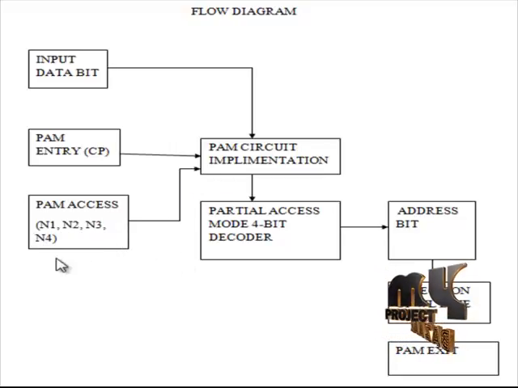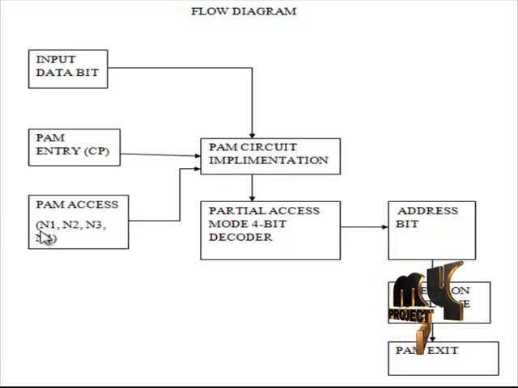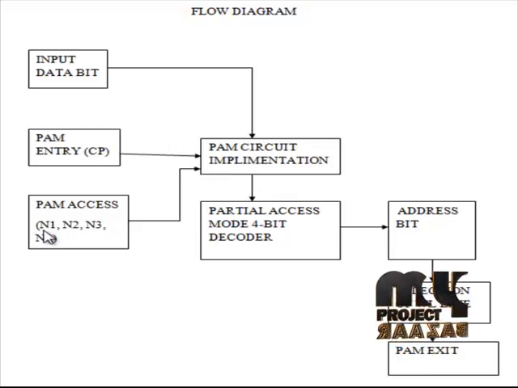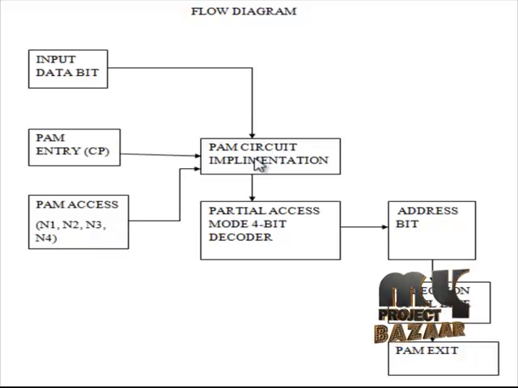The N1, N2, N3 mean the number of word line selections to be applied for the PAM circuit implementation. N1 means 2 bits selection for the 1 bit selection for the PAM circuit implementation. N2 means 2 bit PAM circuits word line selection for the PAM circuit implementation operation.